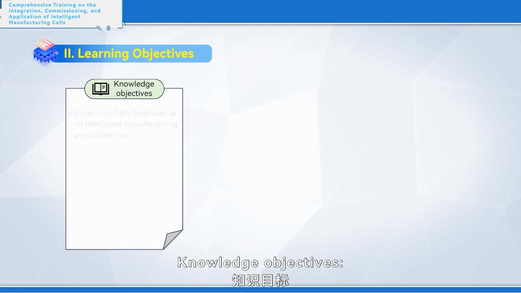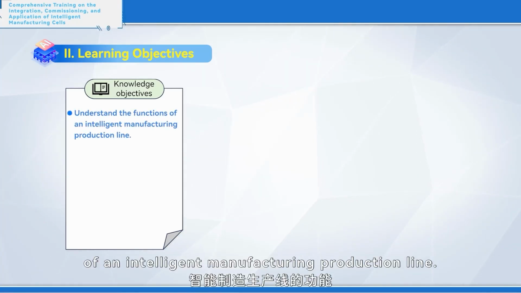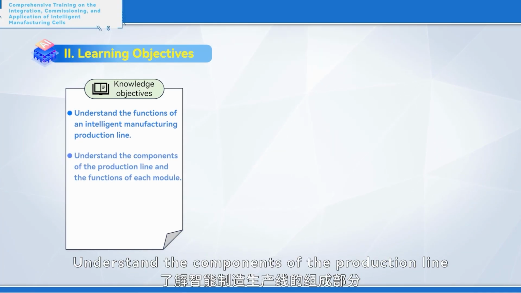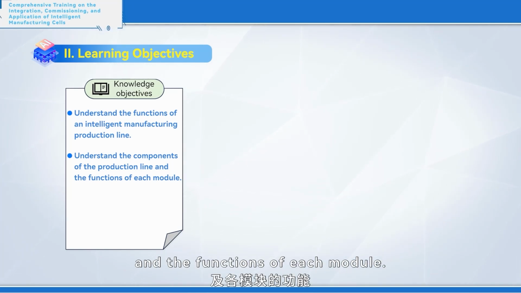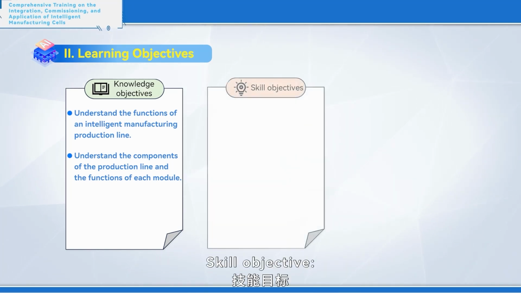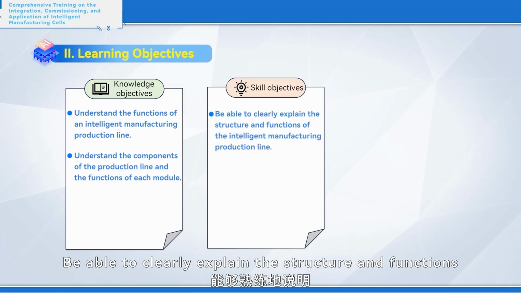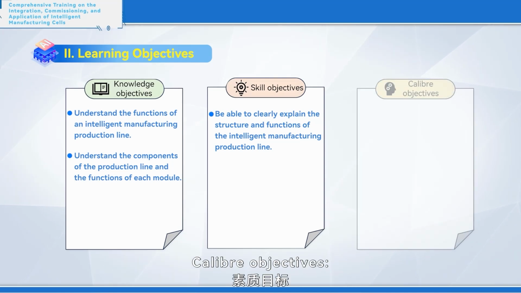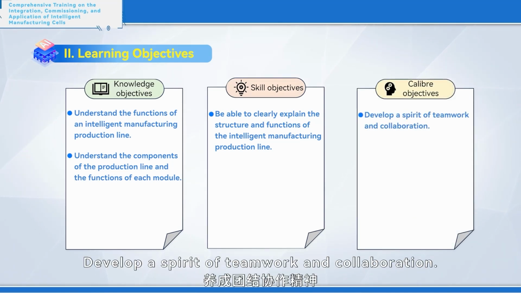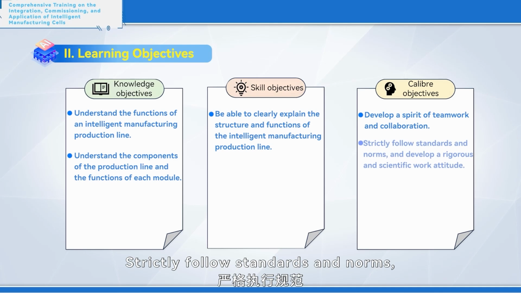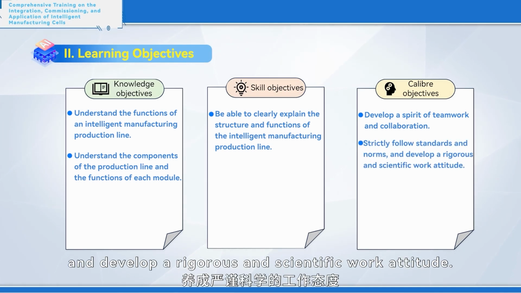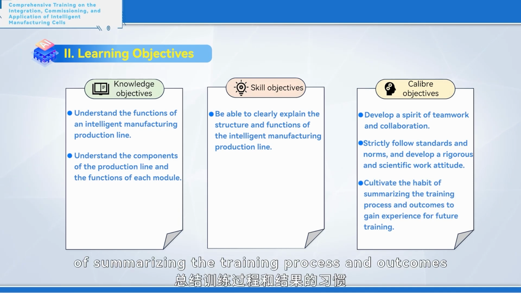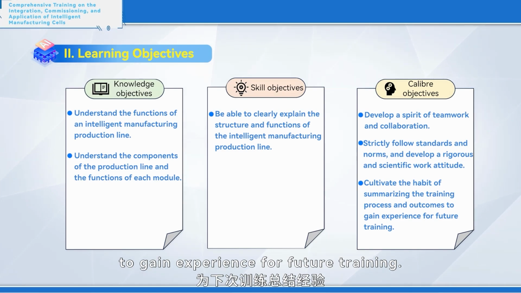2. Learning objectives. Knowledge objectives. Understand the functions of an intelligent manufacturing production line. Understand the components of the production line and the functions of each module. Skill objective. Be able to clearly explain the structure and functions of the intelligent manufacturing production line. Character objectives. Develop a spirit of teamwork and collaboration. Strictly follow standards and norms, and develop a rigorous and scientific work attitude. Cultivate the habit of summarizing the training process and outcomes to gain experience for future training.